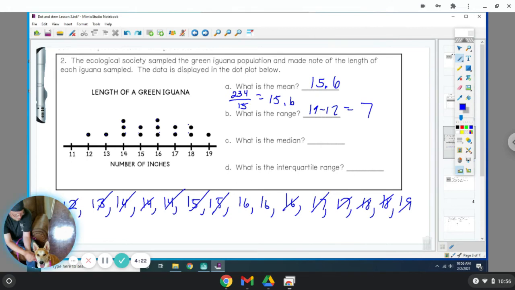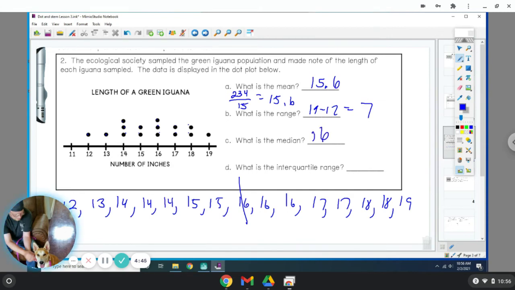Good. So 16 is the median. I'm going to backtrack so I don't have all these crosses through it. I'm going to draw a line through 16 and count each side. The left side should have 1, 2, 3, 4, 5, 6, 7, and the right side should have 1, 2, 3, 4, 5, 6, 7. Okay, so the median is 16.